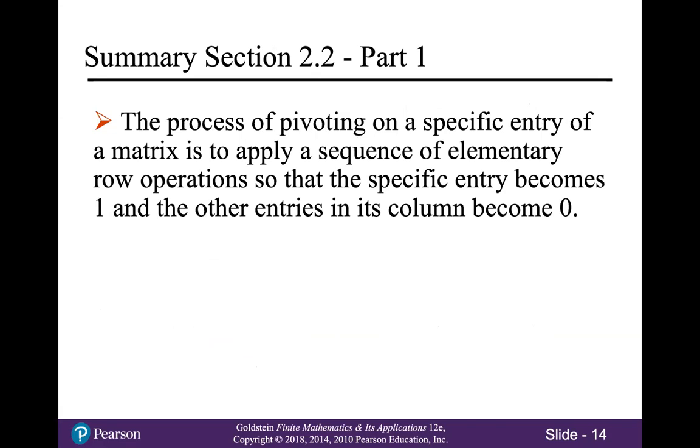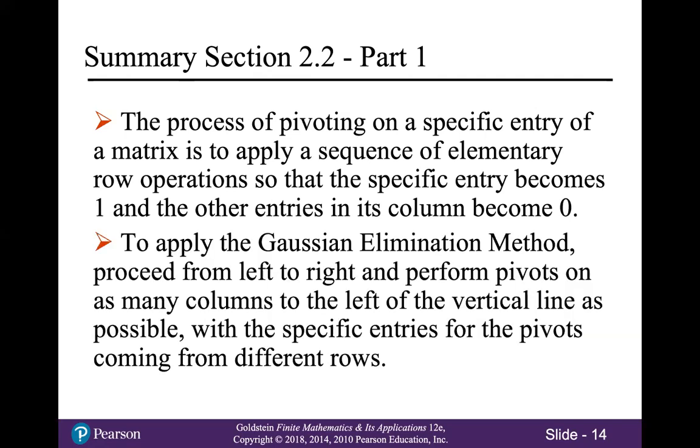So the summary of this section is that the process of pivoting on a specific entry of a matrix is to apply a sequence of elementary row operations so that the specific entry becomes 1 and the other entries in its column become 0. To apply the Gaussian elimination method, proceed from left to right and perform pivots on as many columns to the left of the vertical line as possible, with the specific entries for the pivots coming from different rows.